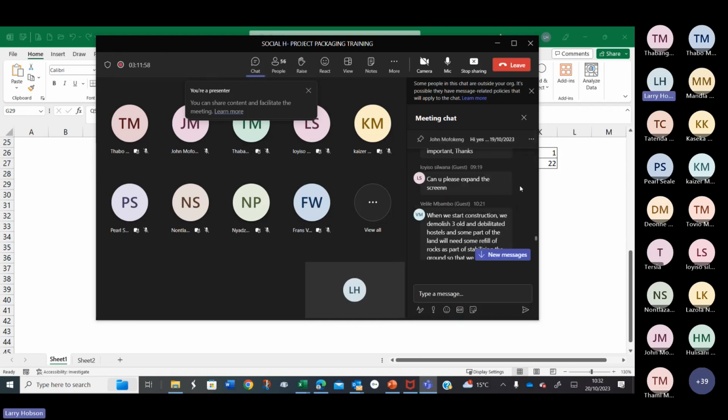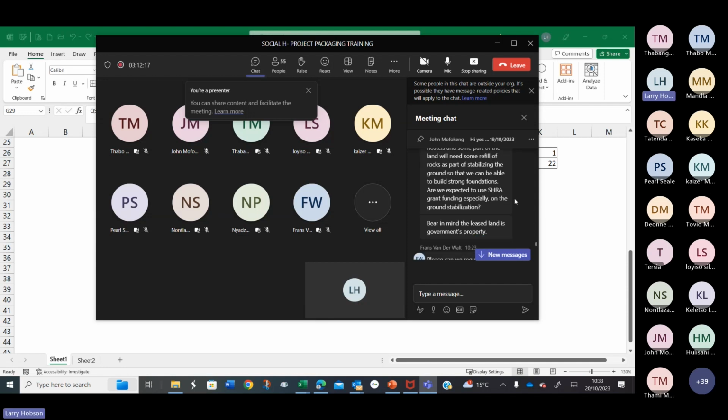There was another one in the chat also. Felile: when we started construction, we demolished 3 old and dilapidated hostels, and on some part of the land we still need some refill as part of stabilizing so that we can build strong foundations. Are we expected to use SHRA grant funding, especially on the ground stabilization?